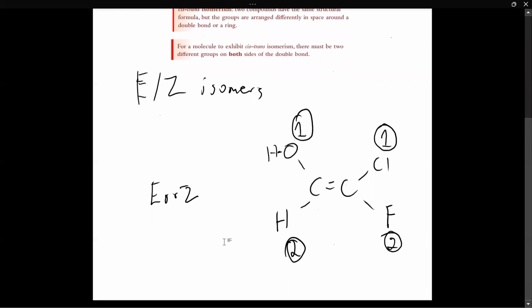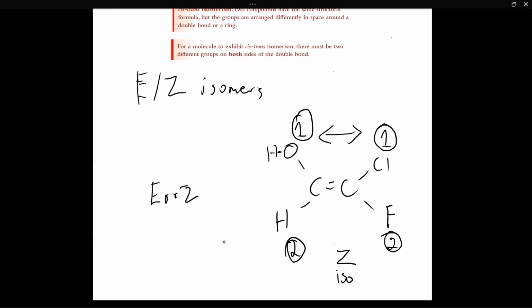So if the priorities are on the same side, like you see, both the priorities, which are 1 and 1, are on the same side, then it is a Z isomer. And I like to think of it as, for Z, it sounds like "zame," as in same. I know it's a bit lame, that rhymes as well, but this is just to help you guys remember it. And remember, Z does not actually stand for same. It's a German word. I do not know what it is, but this is just a helpful way to remember it.